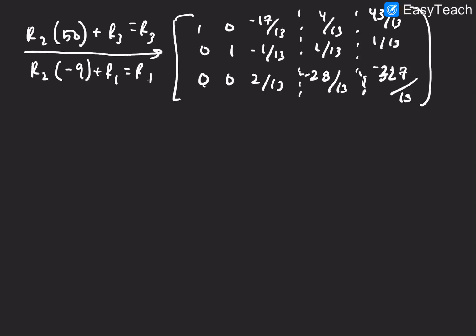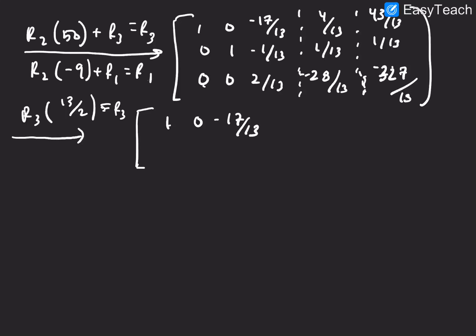Okay, so row 2, row 3. For row 3, next operation, I want to multiply by 13 halves. And as you can see, that'll change row 3. Here it'll make it a 1, which is very desirable. Equals new row 3. 17/13, 0, 1.